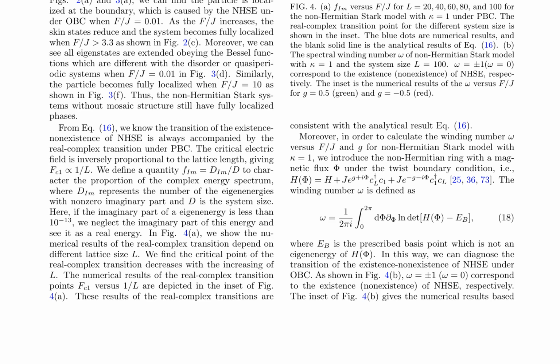The study reveals that non-Hermitian-Stark systems without mosaic structure still exhibit fully localized phases, and the real-complex transition is accompanied by the existence-nonexistence of NHSE under PBC. The critical electric field is inversely proportional to the lattice length, and the winding number omega provides a diagnostic tool for NHSE transitions under OBC.